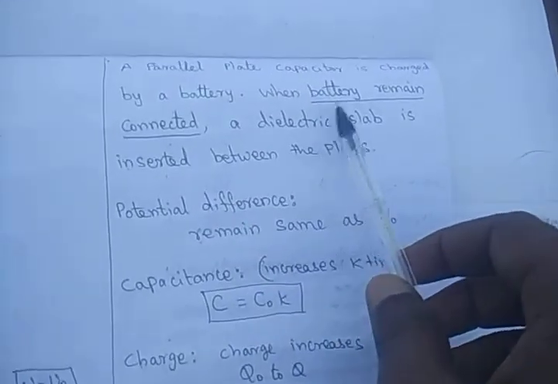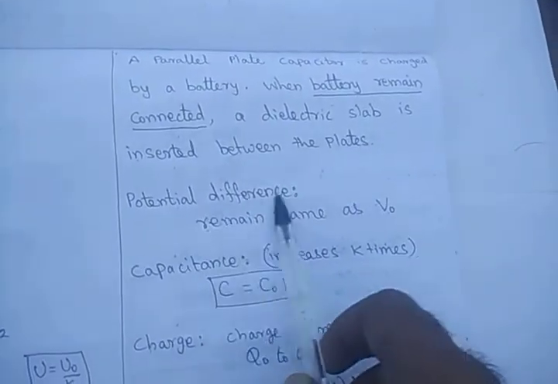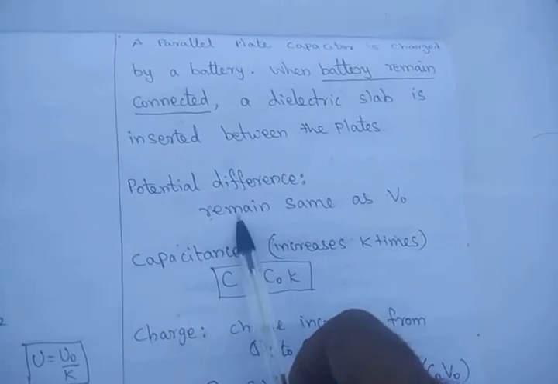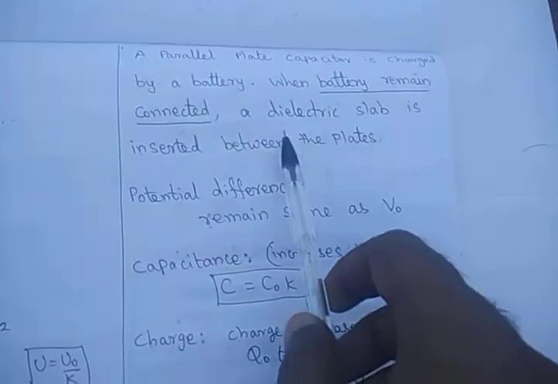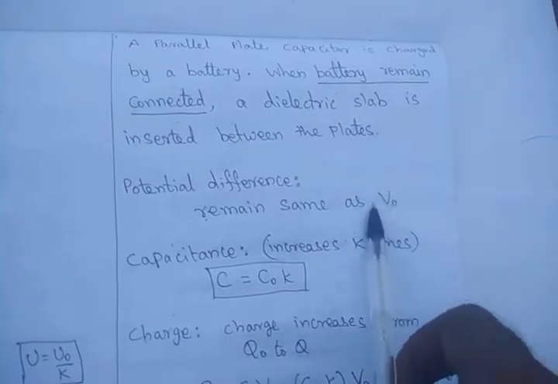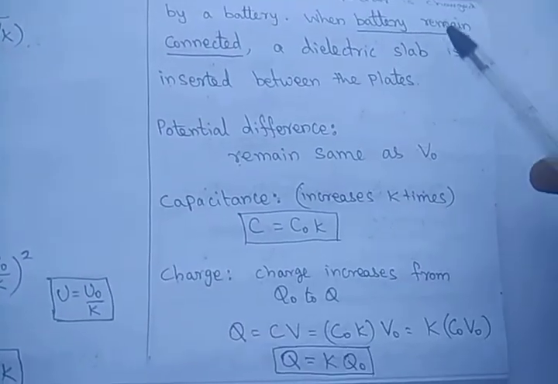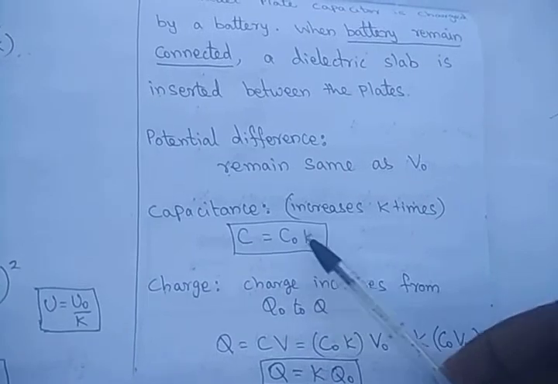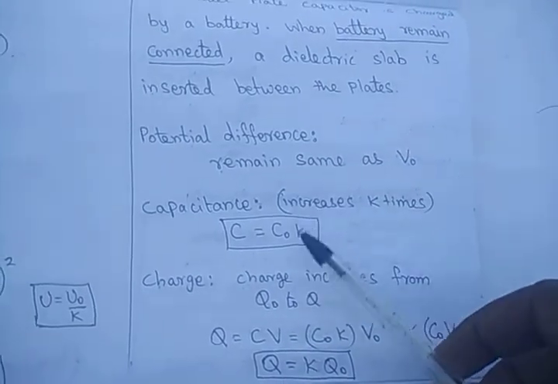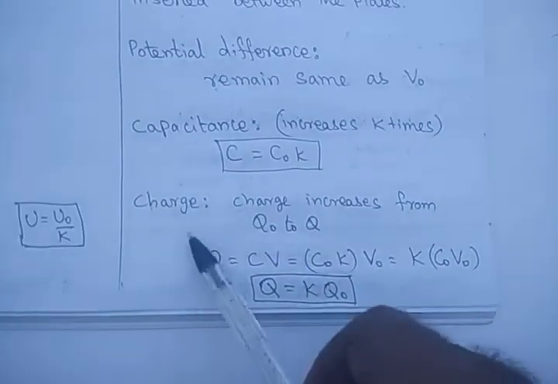Since the battery is not switched off, there is no change in the potential difference. It will remain the same as before the dielectric slab is inserted, V0. So what is the capacitance? As in the previous case, C is equal to C0 K, that is, the capacitance increases K times. Then what about the charge?